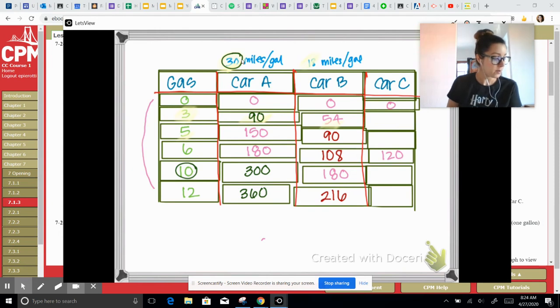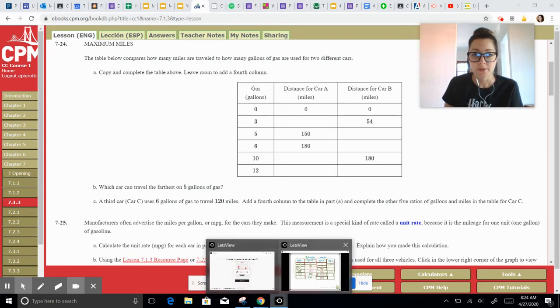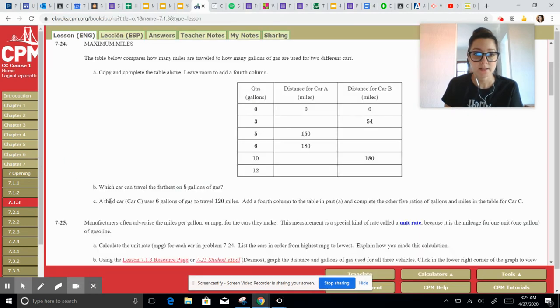Okay, so now we're going to go back and look at our question on CPM just to make sure that we got everything. It says, which car can travel the farthest on 5 gallons of gas? So that we can use our table. For 5 gallons, car A can travel 150 miles and car B can only travel 90 miles. So I think car A is the sure winner right here. Then the next part, C, says a third car uses 6 gallons of gas to travel 120 miles. Add a fourth column and complete the other 5 ratios.